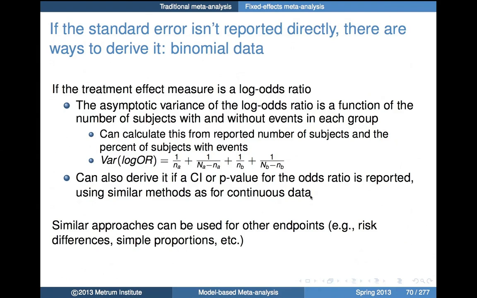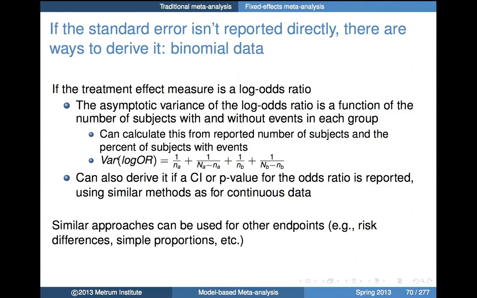So for example, for the log odds ratio, the asymptotic variance of the log of the odds ratio is equal to 1 over the number of events in the active arm plus 1 over the number of non-events in the active arm plus 1 over the number of events in the control arm plus 1 over the number of non-events in the control arm. And then from that we could derive the variance, or the square root of that would be the standard error of the log odds ratio. So that's a fairly straightforward and simple approximation to the variance of the log odds ratio.